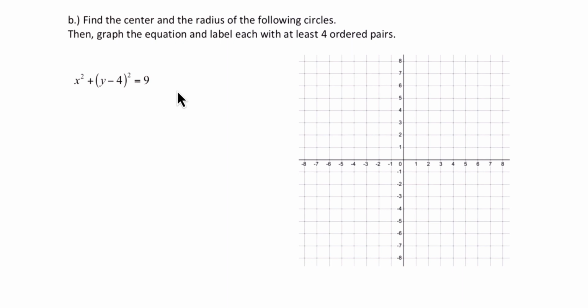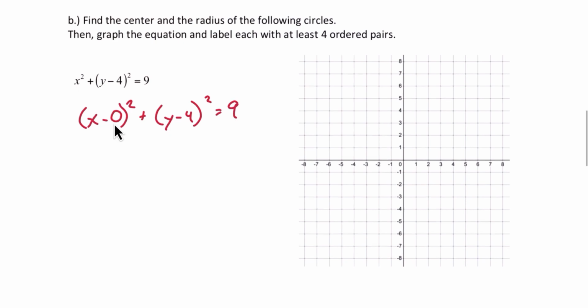Here again, we will look at the standard form of the circle given and use it to identify the center and radius. Looking beside the x, notice we don't have anything, so we can think of that as (x - 0)² + (y - 4)² = 9. From here, we can see that h is actually 0.